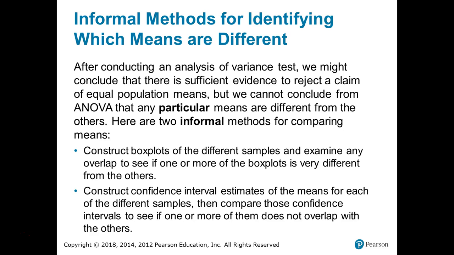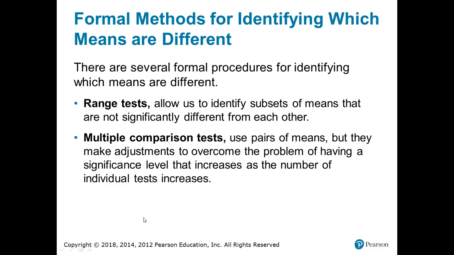You can construct box plots of the different samples and examine any overlap to see if one or more of the box plots is very different from the others. You can also construct a confidence interval estimate of the means for each of the different samples, then compare those confidence intervals to see if one or more of them does not overlap with the others. So you want to just see where the overlap is, and you can do that from either of these. Again, I'm not going to ask you to do that, but I want you to just know that it exists. So those are the informal methods in the previous slide.